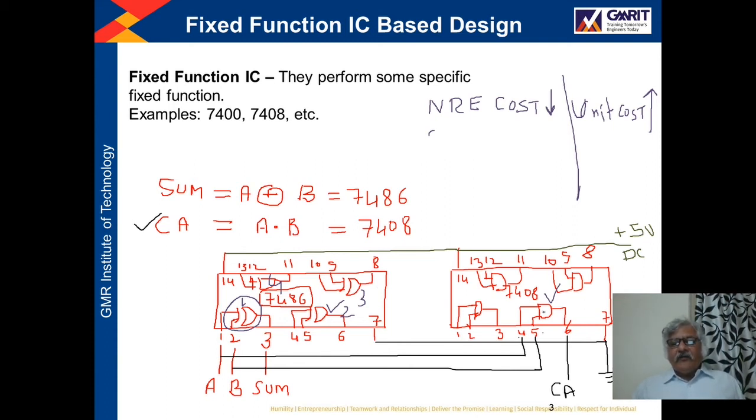Same way in case of 7408 IC also, we are using only one AND gate. Remaining three AND gates we are not using, but we have paid for this. So unit cost, you have to purchase two different ICs, right? So unit cost will be more.